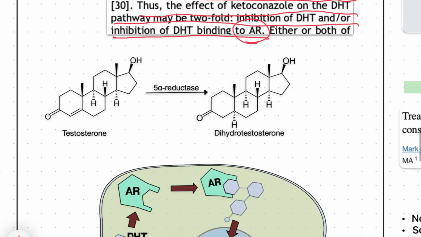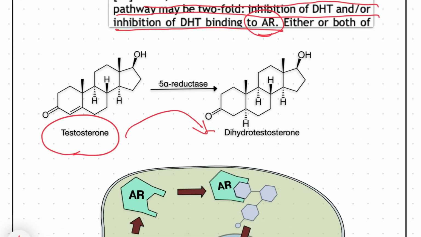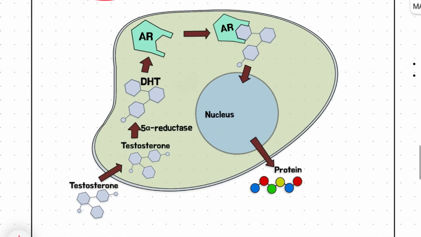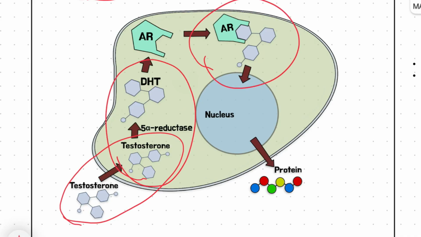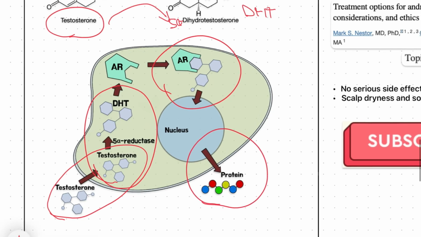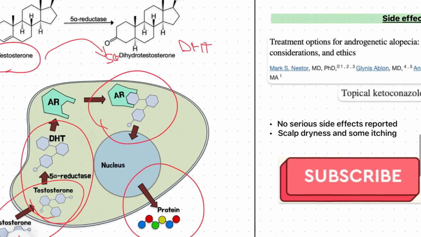So we know that testosterone gets 5-alpha reduced into 5-alpha dihydrotestosterone, or DHT, and we can see this happening inside of hair follicle cells. So testosterone diffuses through the cell membrane, it gets converted into DHT, it binds to the androgen receptor, and this can cause the cells to secrete signaling proteins that are associated with hair follicle miniaturization.